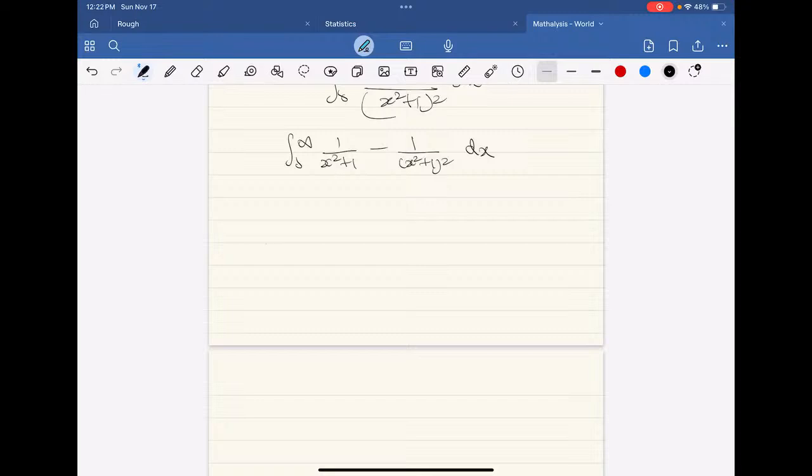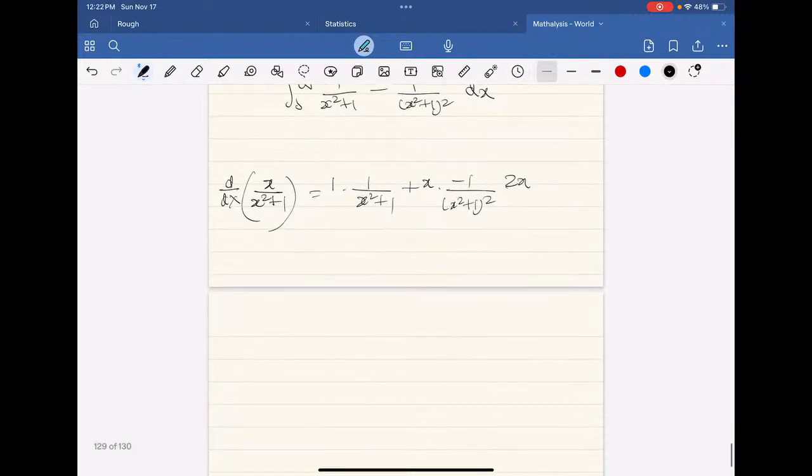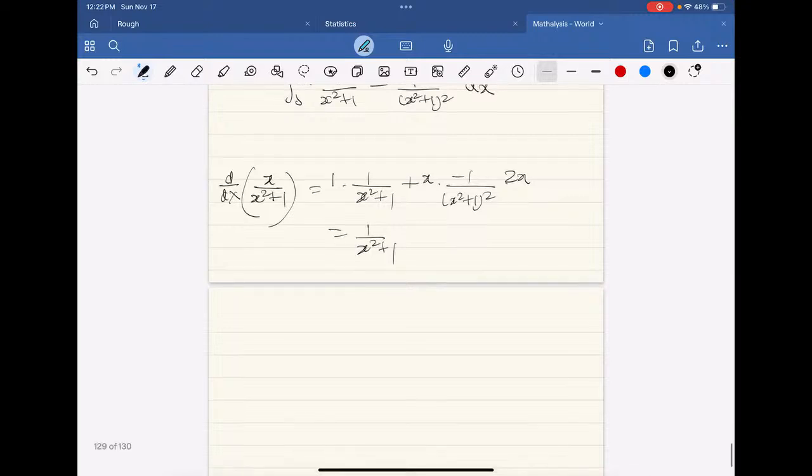So let us try to see what happens if I differentiate x times 1 by x square plus 1. When I differentiate x, this will just be 1 by x square plus 1. Now if I differentiate the other part, this will be minus 1 by x square plus 1 whole square times 2x. Wow, so that means this will just be 1 by x square plus 1 minus 2x square by x square plus 1 whole square.